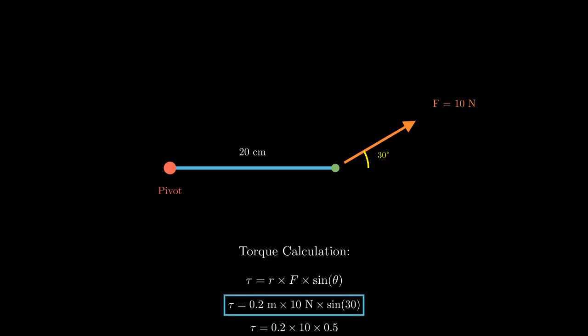From here, we can calculate torque using the equation. Tau equals 0.2 meters times 10 newtons times sine of 30 degrees. This shows how force, distance, and angle all work together to determine the rotational effect.